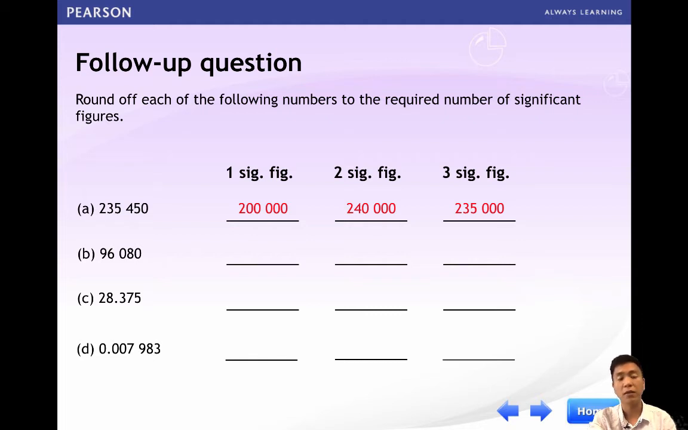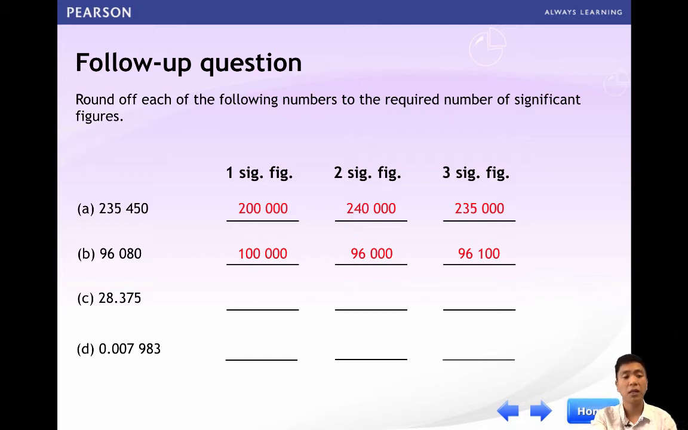That means 90,000 will become 100,000. So the answer for this will be 100,000. But if we round off to two significant figures, we will have 96,000. And for three significant figures, because the next digit is greater than 5, 0 will become 1. So 96,100.